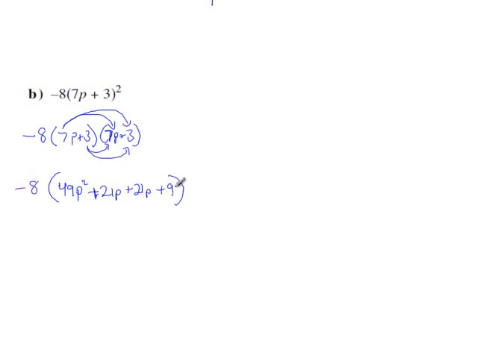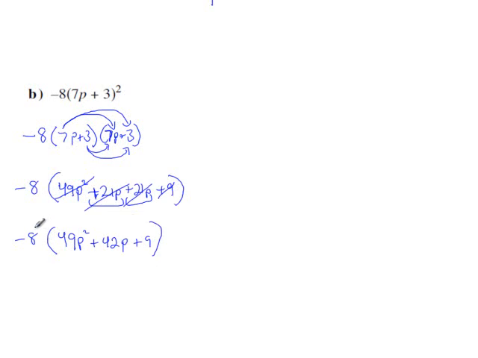And before I actually go ahead and multiply this out by negative 8, it'll probably be easier to simplify inside the brackets. So we'll do that. Negative 8 times 49p squared. My p terms are 21p plus 21p, so positive 42p altogether, and a positive 9.